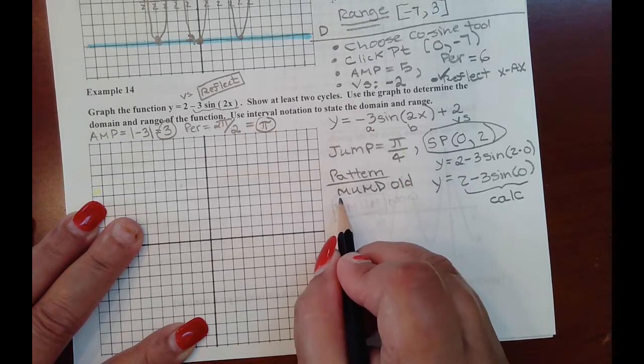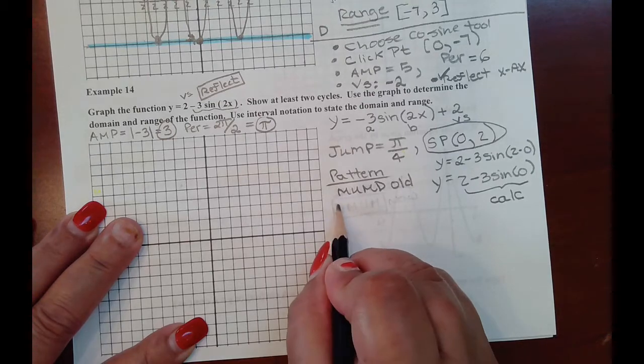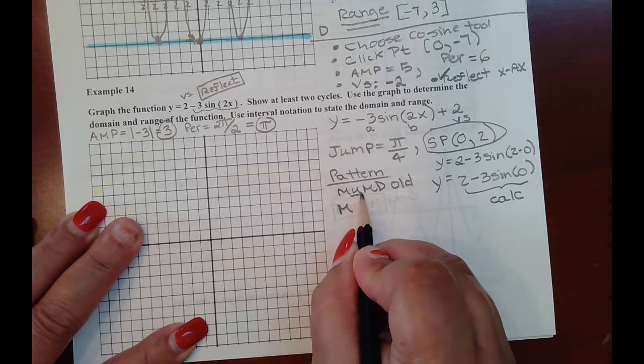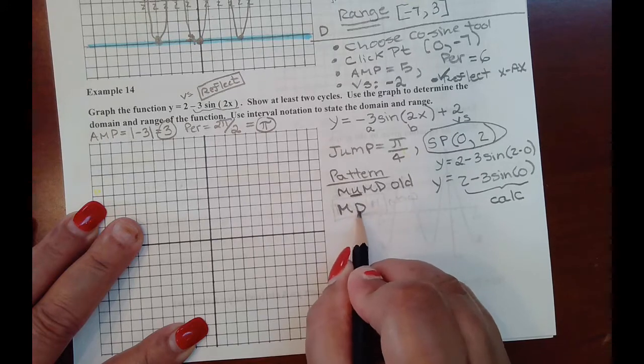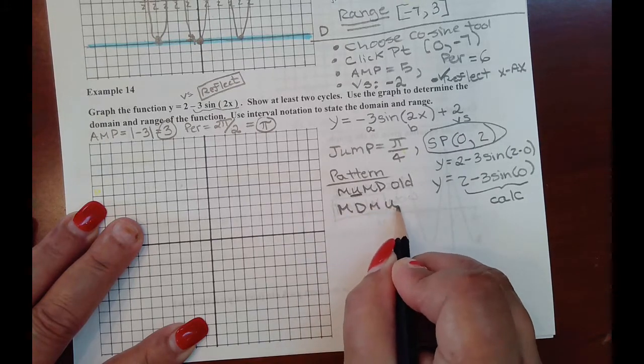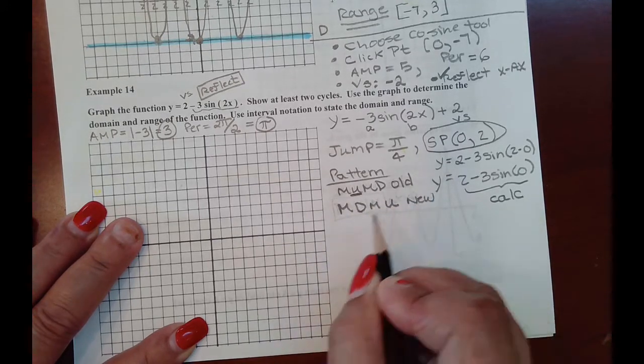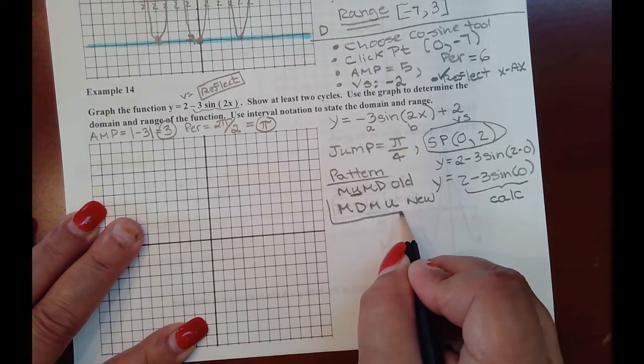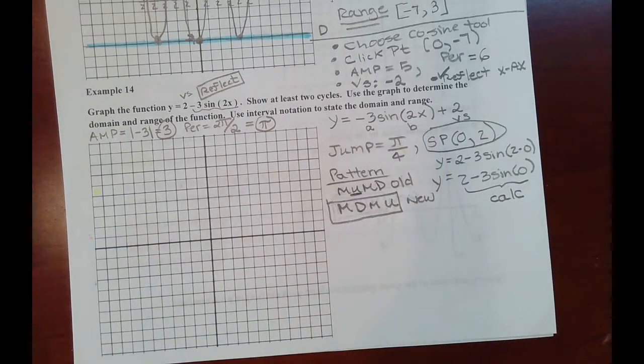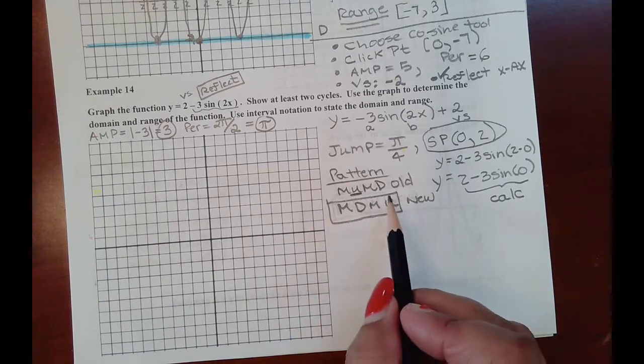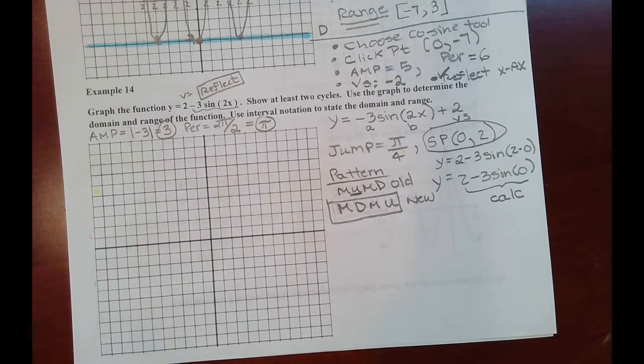And then when you switch the ups and the downs, the middle can't be switched. So you'd be switching this to a D and this to an up. That will be your new pattern. So it's MDMU, because you are switching the MUMD pattern that is typically used for sine.